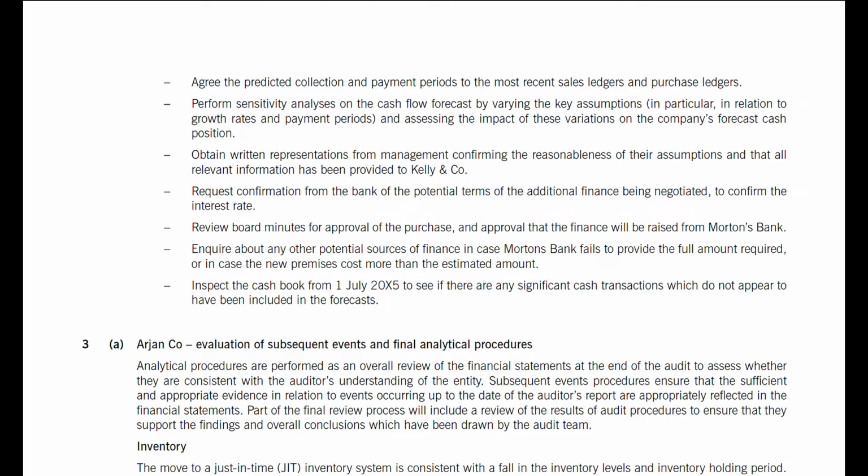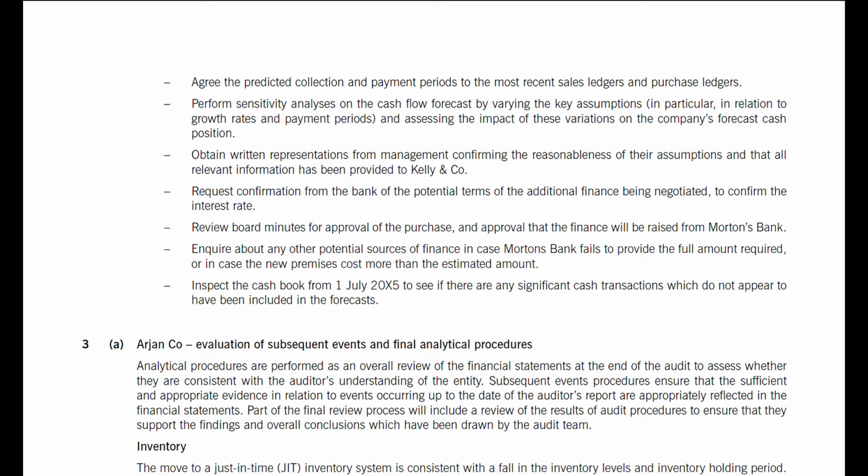Perform sensitivity analysis on the cash flow forecast by varying the key assumptions, in particular in relation to growth rate and payment periods, and assessing the impact of this variation on the company's forecast cash position.